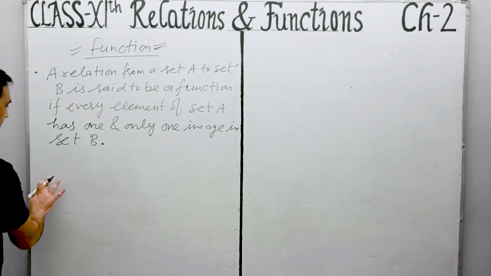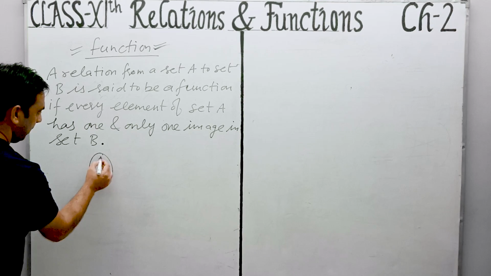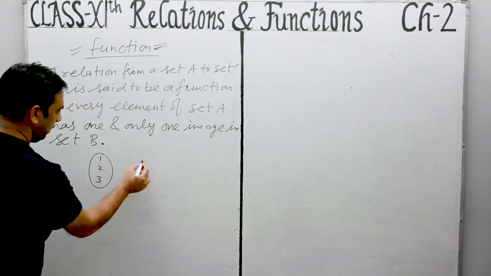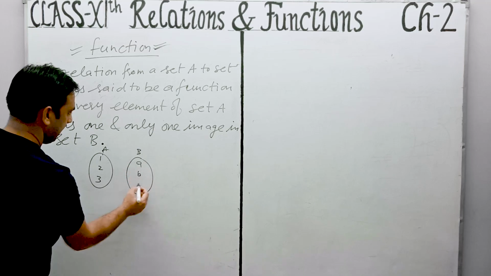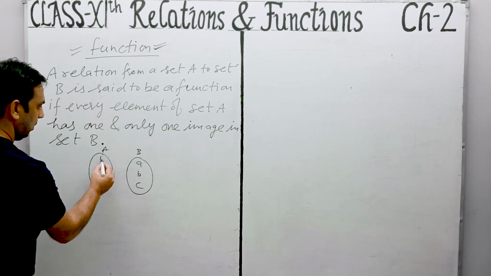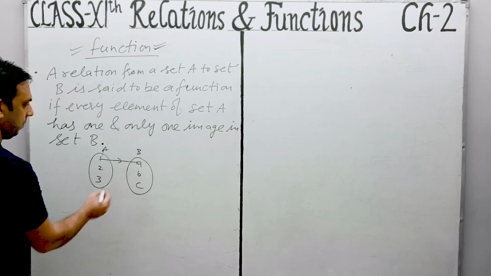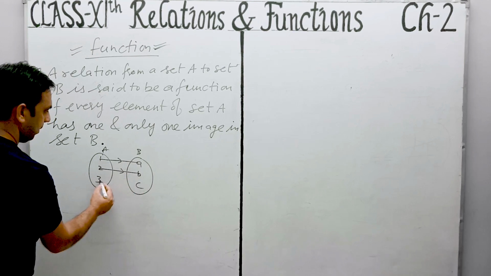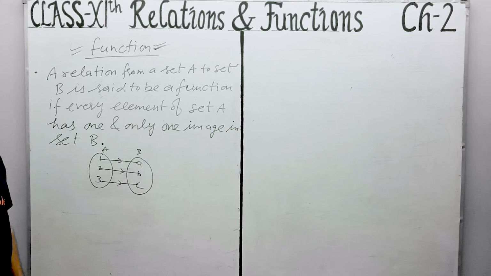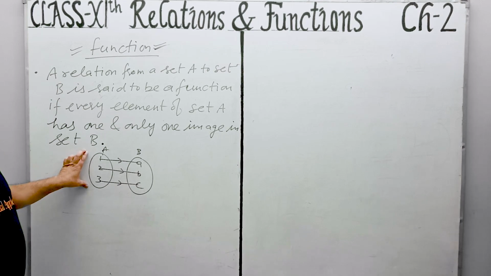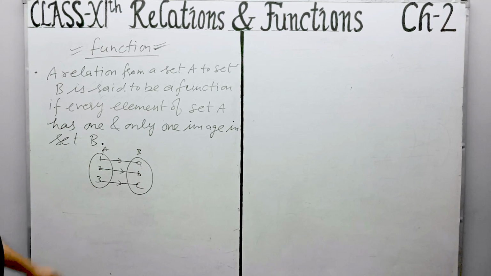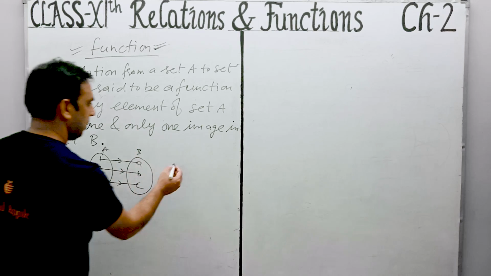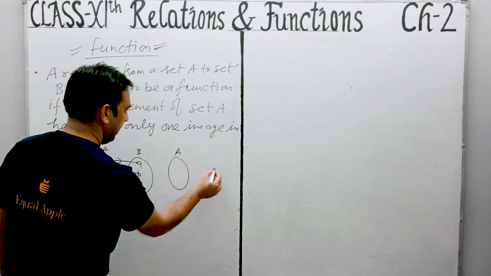For example, I am taking one example: if we have elements 1, 2, 3 in a set A, and in a set B we have elements A, B, C. So if we have a relation of 1 with A, 2 with B, and 3 with C, we can see that every element of set A has an image in set B. So that's why this relation is called a function. I am taking some more examples to clarify this.